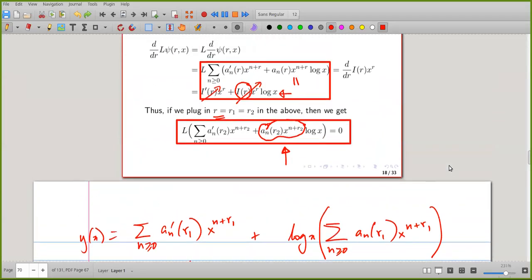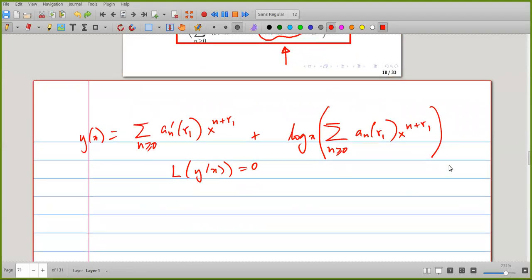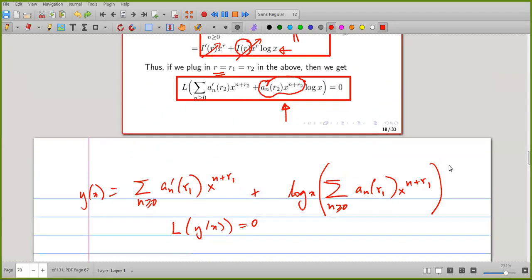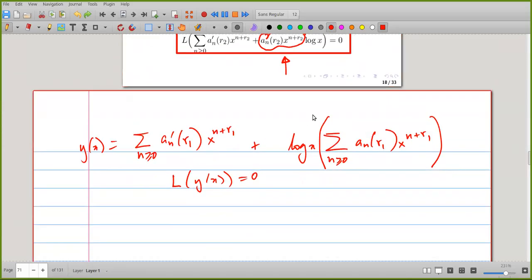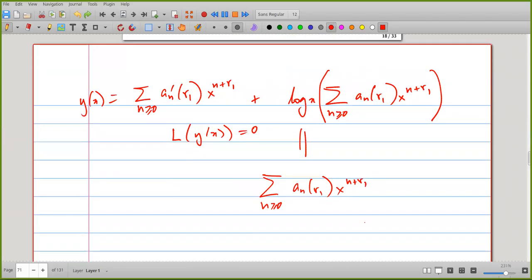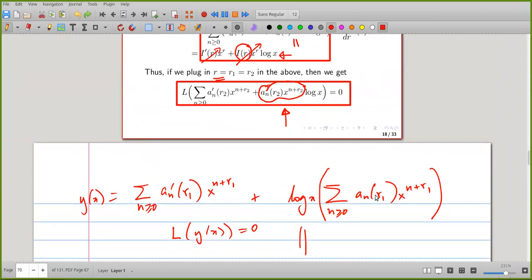Okay. It requires a proof, maybe one can write a small proof, but it's almost immediate that it cannot be equal. It would be totally absurd if this function is equal to the summation over n greater than or equal to 0 of a_n(r1) x to the power n plus r1. That would be totally crazy. But anyway, let me go ahead.